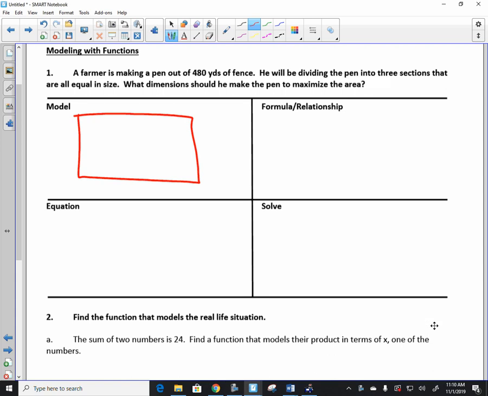So we divide it up into three sections. We have width, we have length. Now, you have to begin to look at these problems and understand what's driving the problem. This, my folks, is driving the problem. What is our objective? Maximize the area.